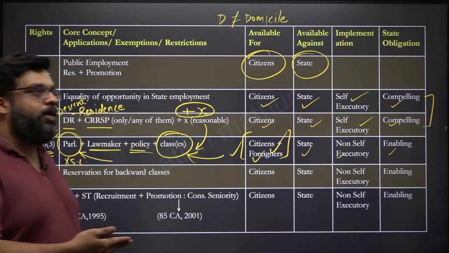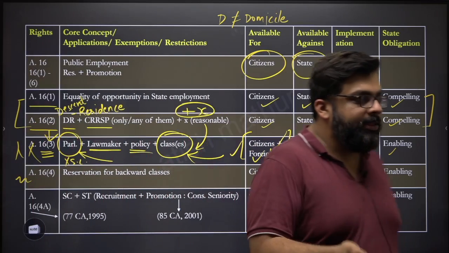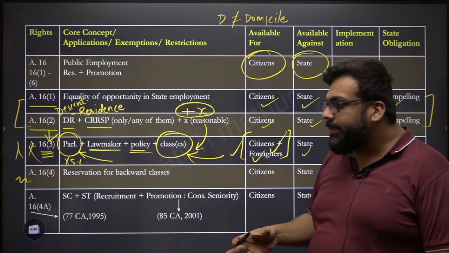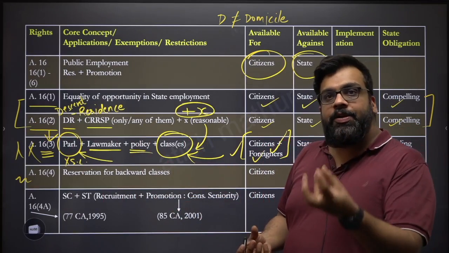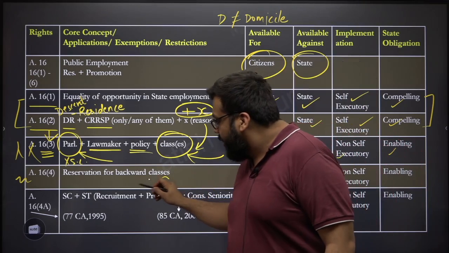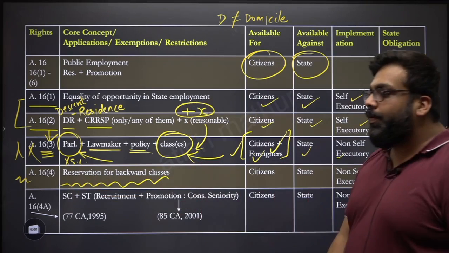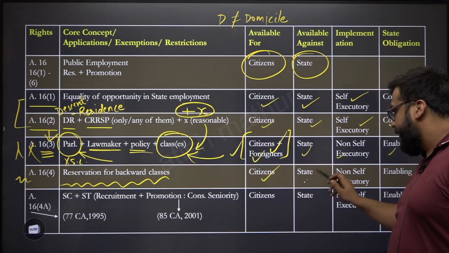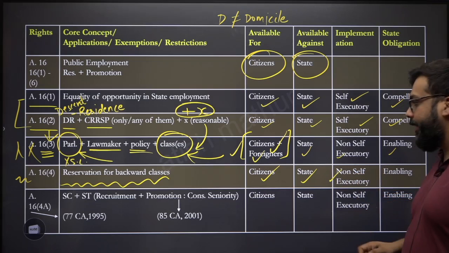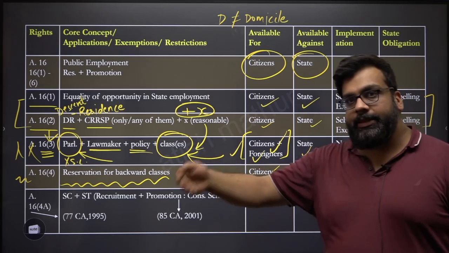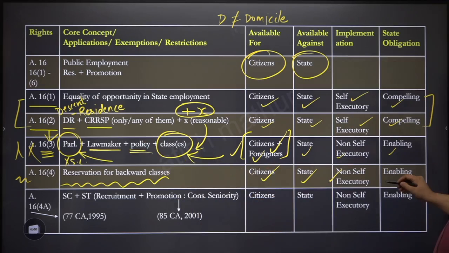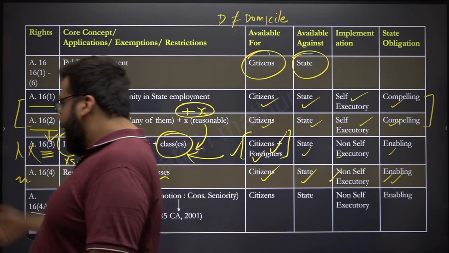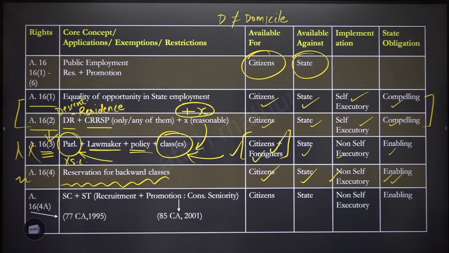Now comes Article 16 Clause 4, which says that the state should provide for measures in which there can be advancement of backward classes. And because OBCs are not mentioned anywhere else, we take the origin of OBC employment reservation to Article 16 Clause 4 itself, right? Again, available only for citizens, available against the state. This is non-self-executory because you would require the state to make additional provisions, and therefore you are supposed to take certain affirmative actions. Now the plethora of amendments begin.